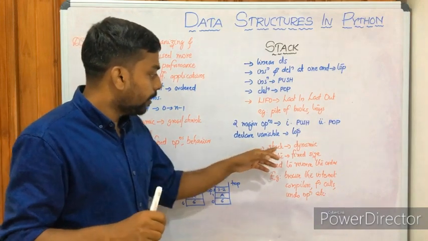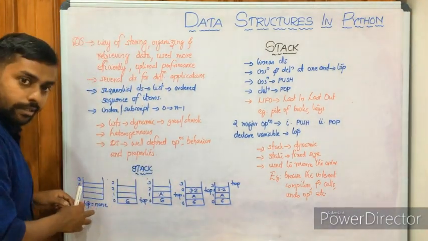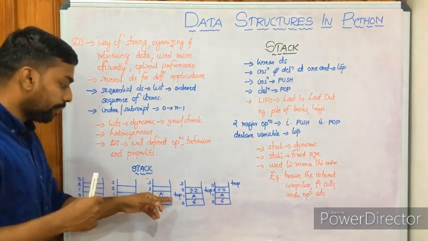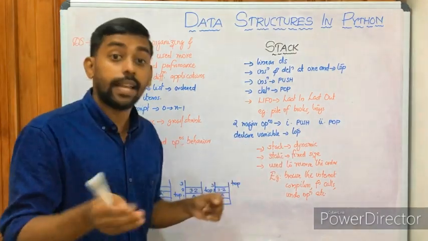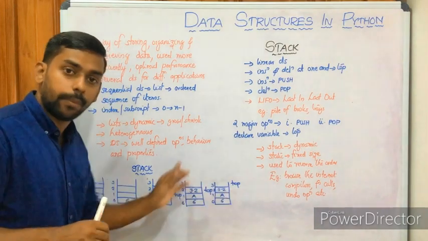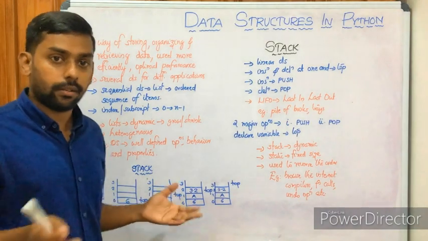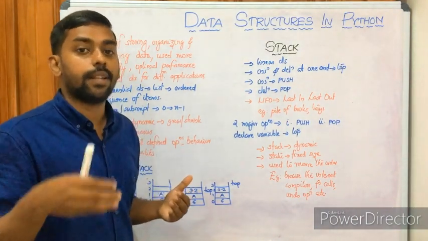Then, stack is a dynamic data structure. In the first case it is empty, and after inserting 6 it increases in size. After inserting A, one more item, it increases again. The same way it can decrease as well. Now we have 4 elements; after deleting one it becomes 3, after deleting another it becomes 2. It can grow as well as shrink. The size can be increased as well as decreased.